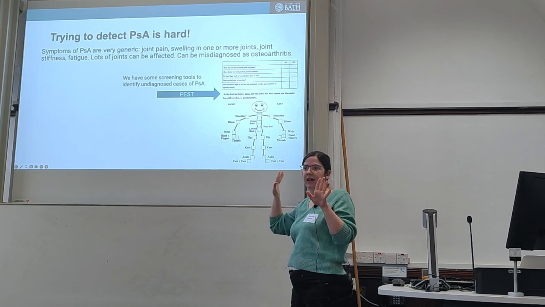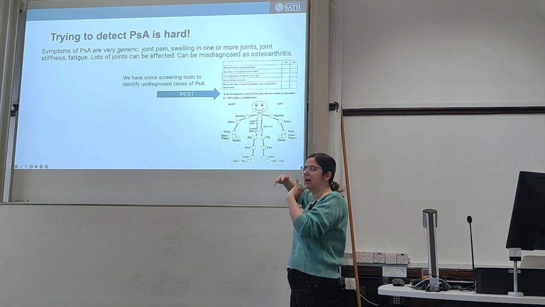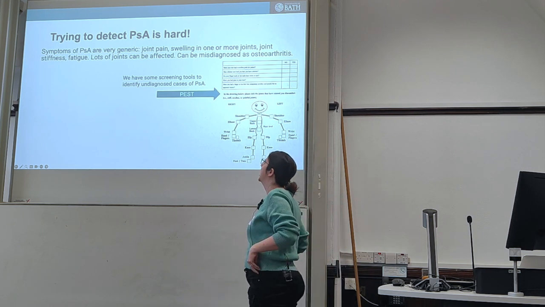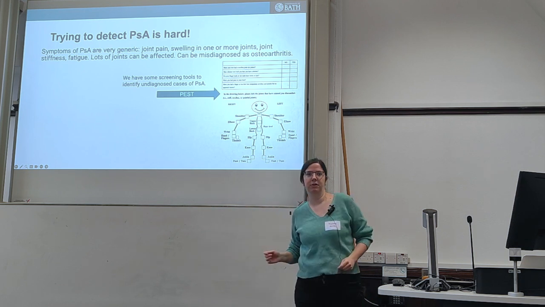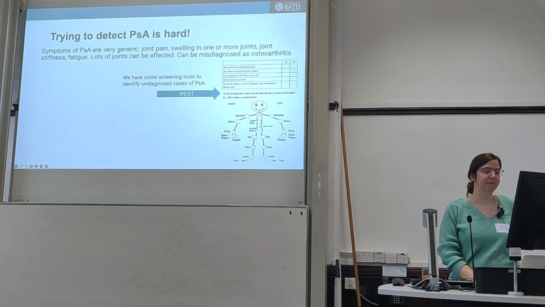So these are questions a GP can ask their patient, and you score how many yeses you get. And I forget what the threshold is, but if you get above some threshold, it's a sign you should perhaps refer that person to a rheumatologist who can look for PSA.